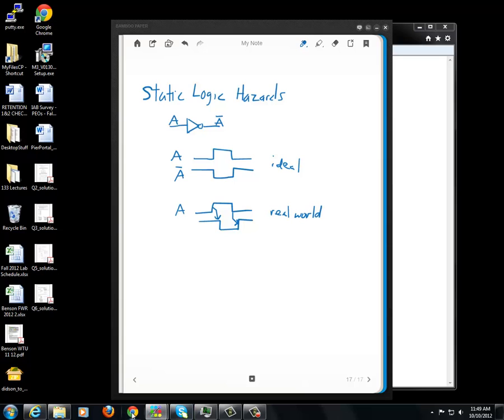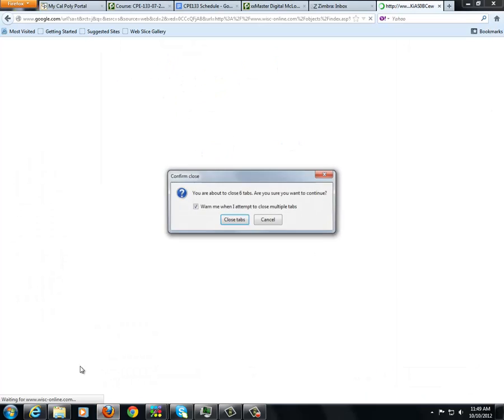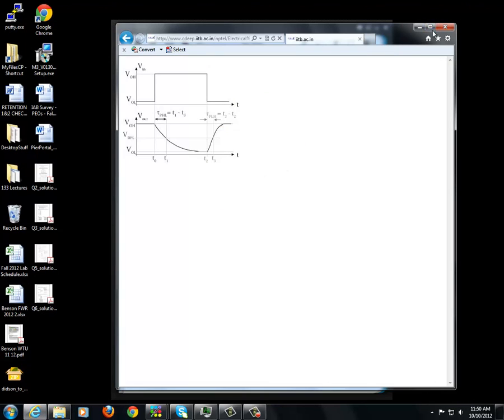Let me pull up this diagram that I found online. Nope, I had it open somewhere. There it is.